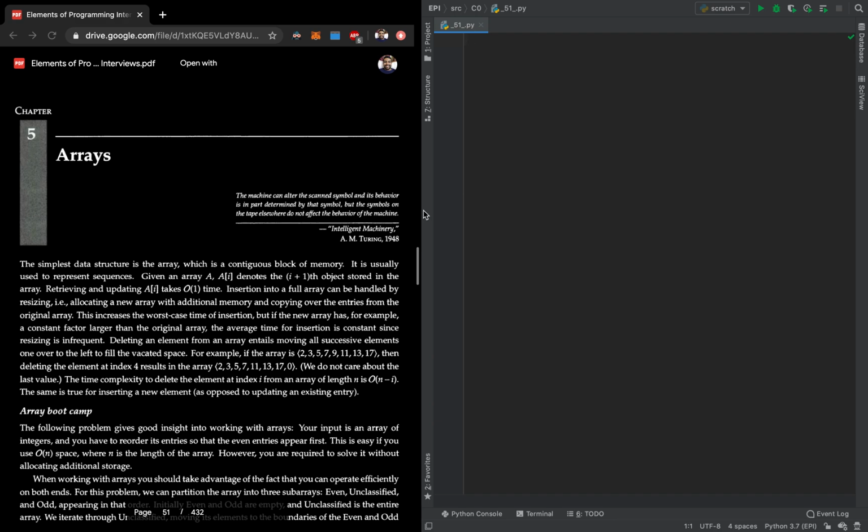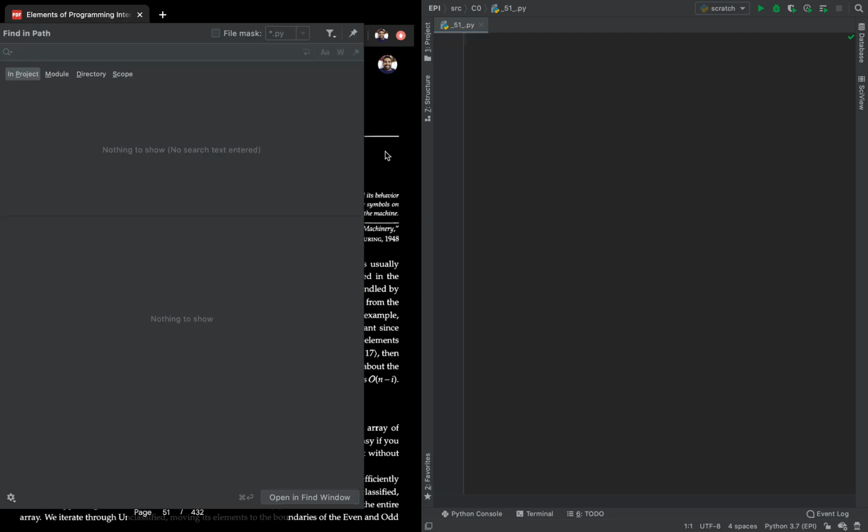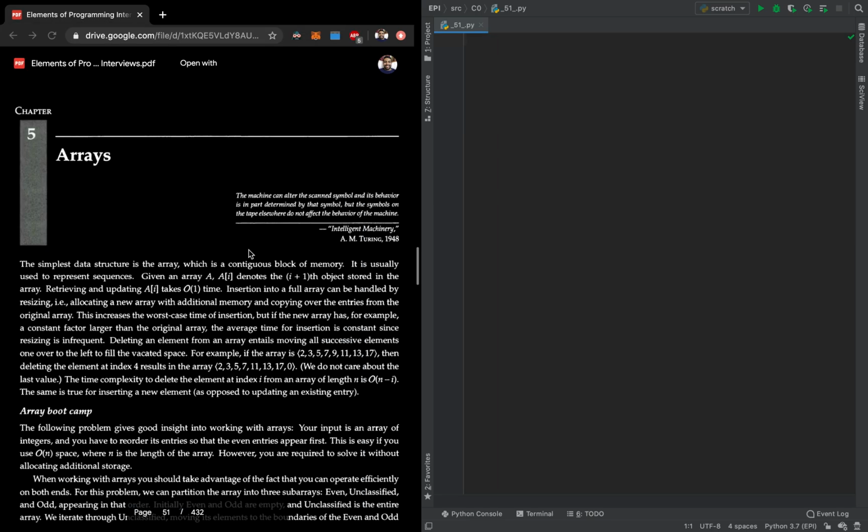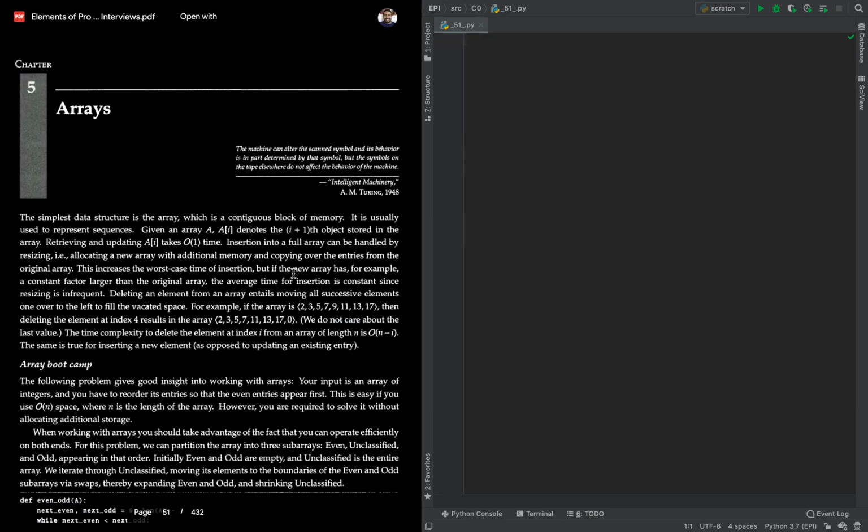The simplest data structure is the array, which is a contiguous block of memory. It is usually used to represent sequences. Given an array A, A[i] denotes the i+1th object stored in the array. Retrieving and updating A[i] takes O(1) time.